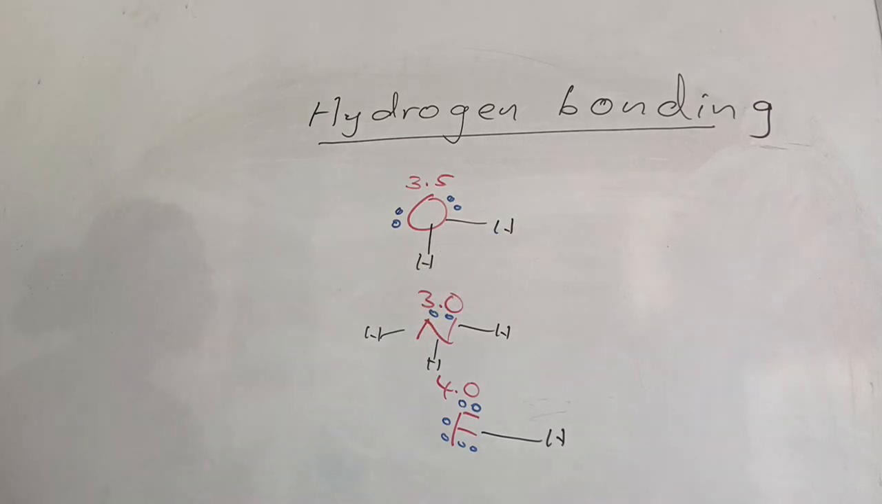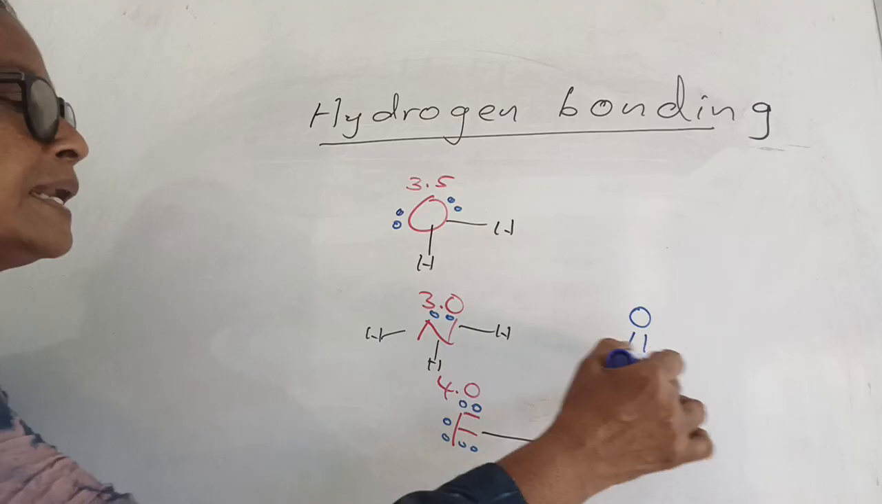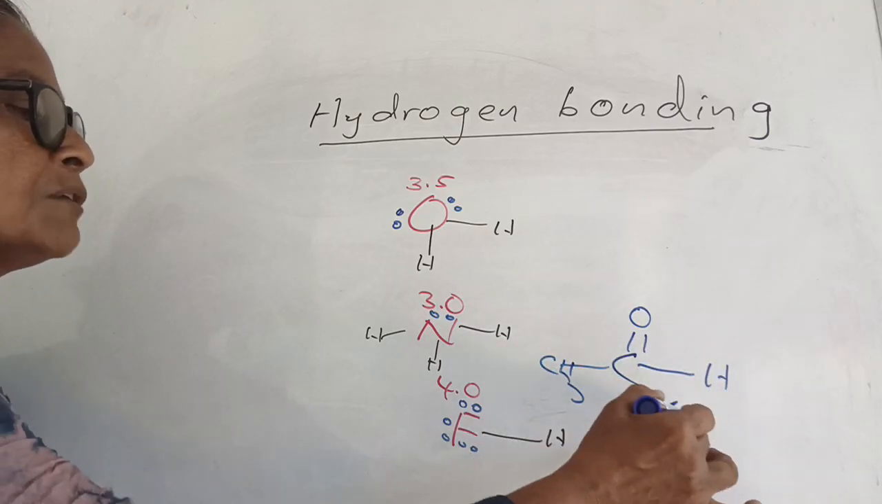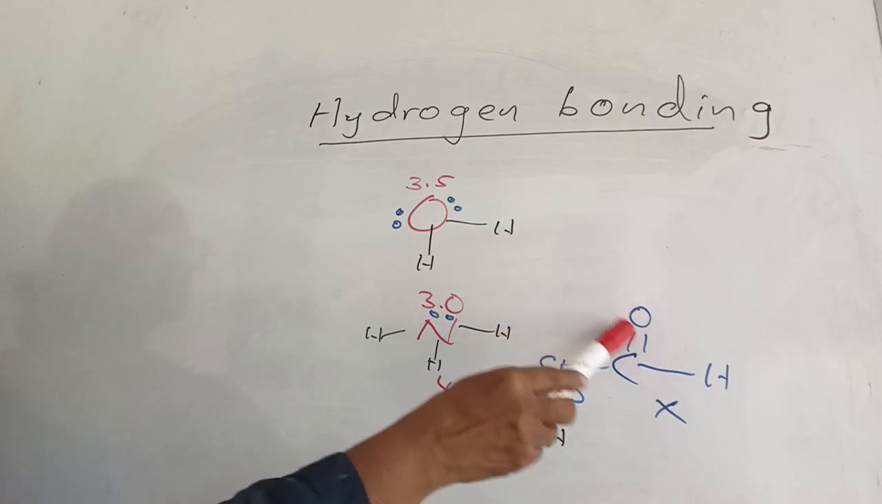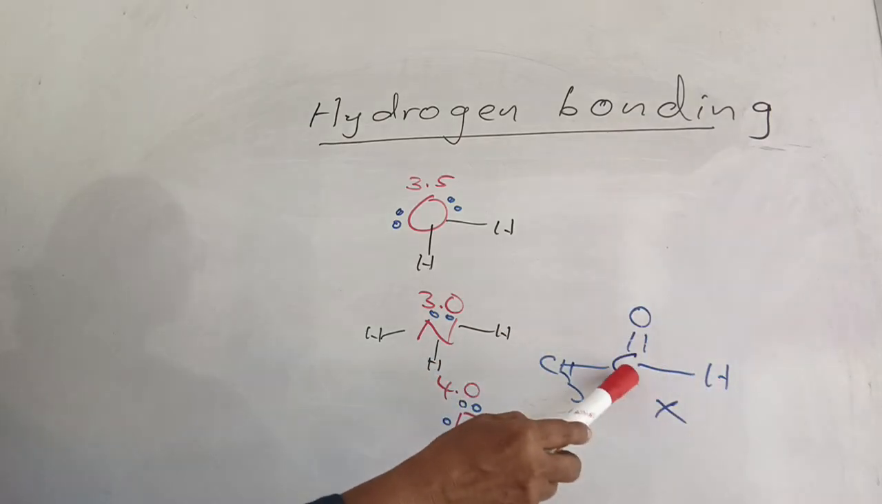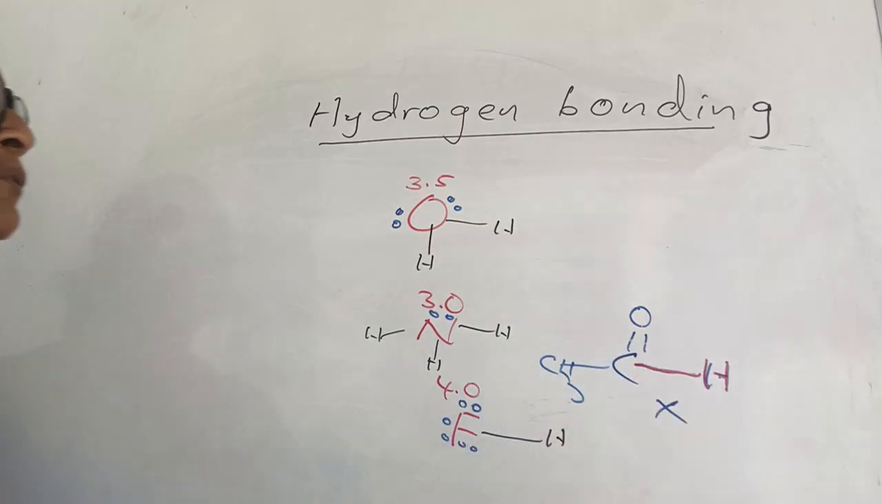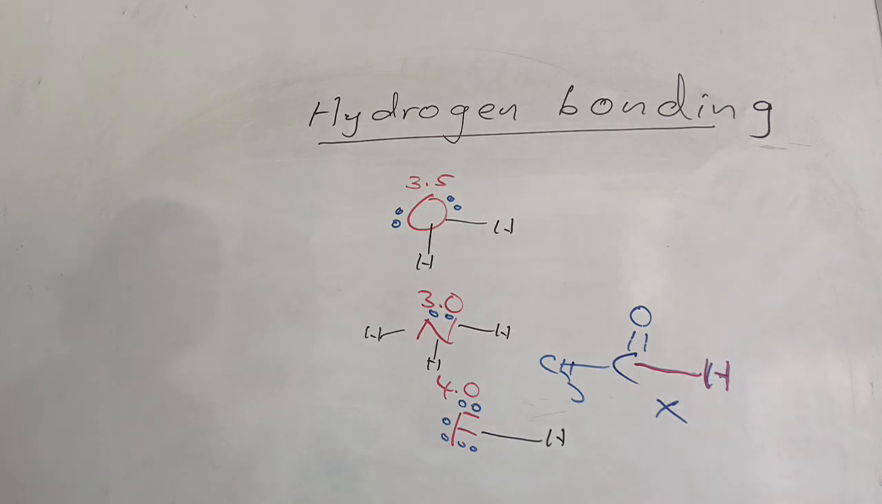Our basic condition is that one of these most electronegative elements, oxygen, nitrogen or fluorine, should be directly attached to hydrogen. In that context, if you have aldehydes, where there is the carbonyl group and the hydrogen is attached to the carbon, these compounds do not form hydrogen bonding, because hydrogen is not directly attached to the oxygen atom. Here the hydrogen is attached to the carbon atom, so this compound does not contain hydrogen bonding between its molecules. This fundamental phenomenon should be understood very clearly.